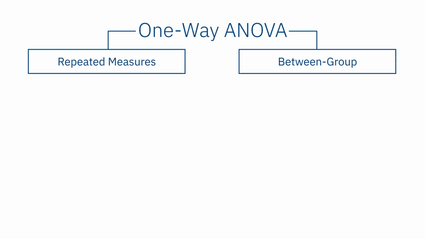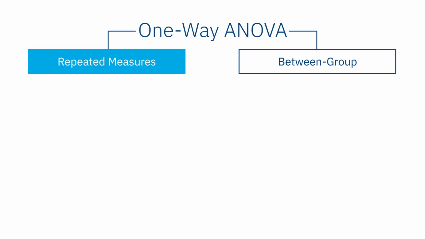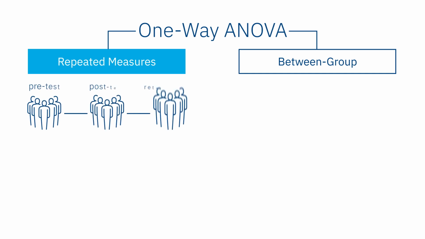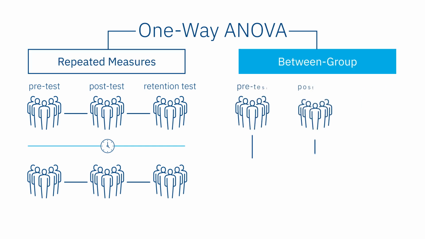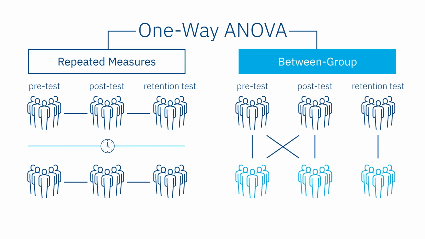There are two possible options for one-way ANOVAs. The first option is repeated measures, which assesses the same group on more than two occasions, such as a pre-test, post-test, and retention test. The second option is a between-group ANOVA, which assesses the scores of different groups of people where you have more than two groups.